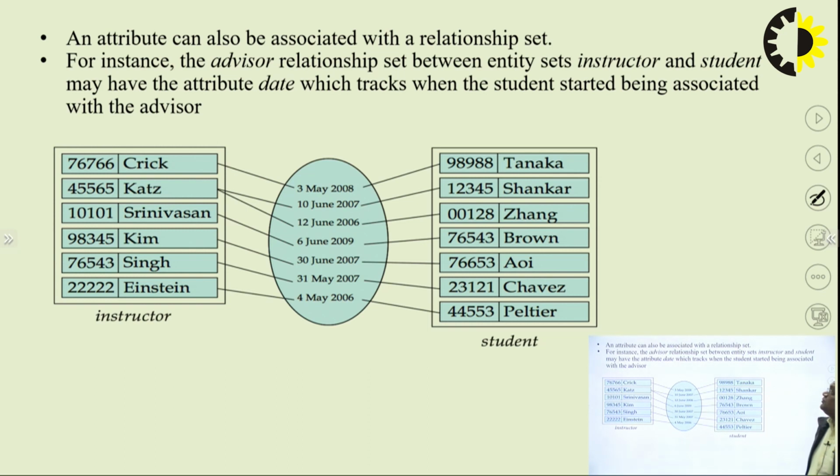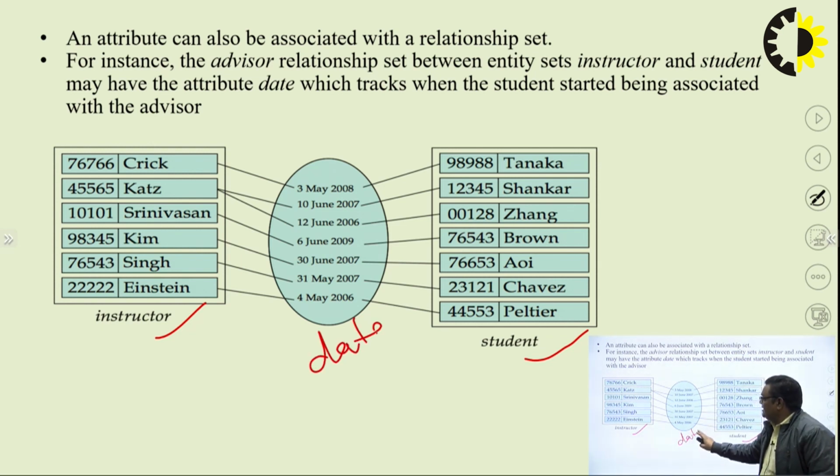An attribute can also be associated with a relationship set. Here we are using a relationship set. An attribute can also be used, for instance the advisor relationship set between entity set instructor and student entity set may have the attribute date. This is an attribute, date. So we use an attribute to show a relationship between two entity sets.